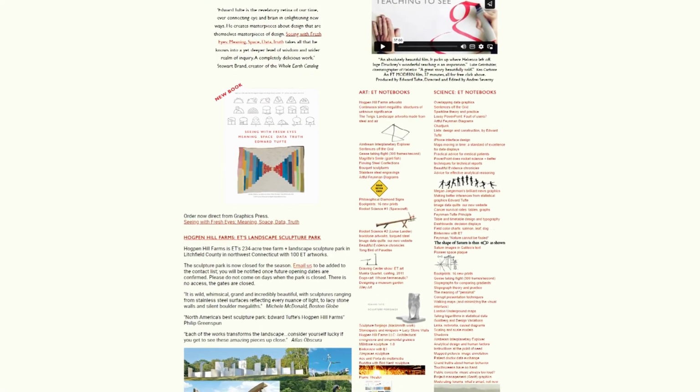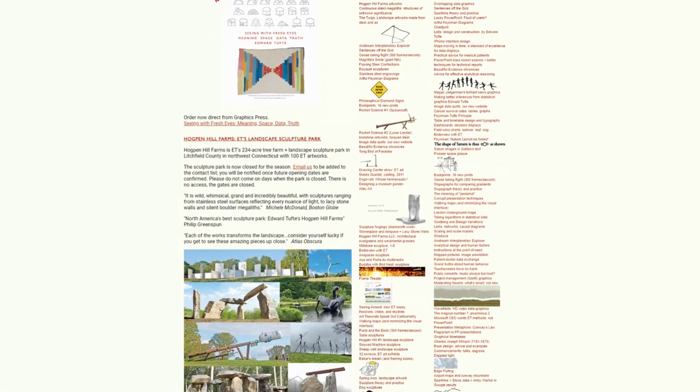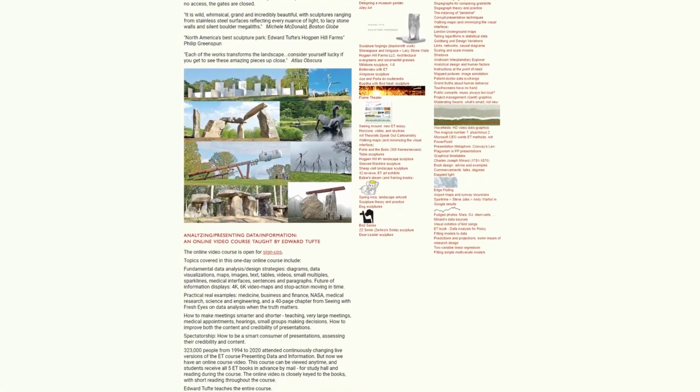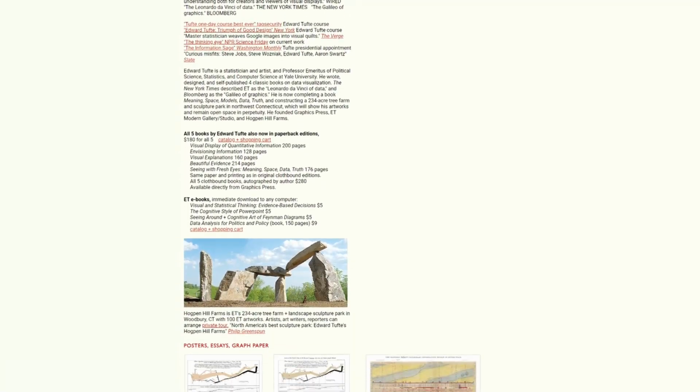Number 3 is Envisioning Information. This book is by the godfather of data visualization, Edward Tufte. And Tufte is seen as the leader, the guy in the data visualization space. He's been around a long time and he's written 5 books on the subject. I think that kind of makes you an expert.